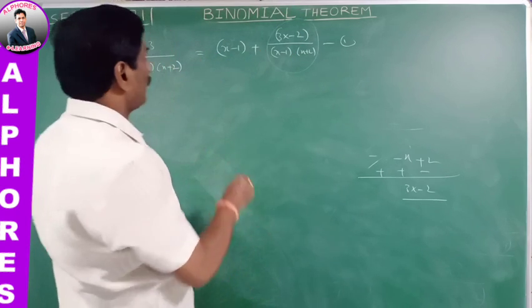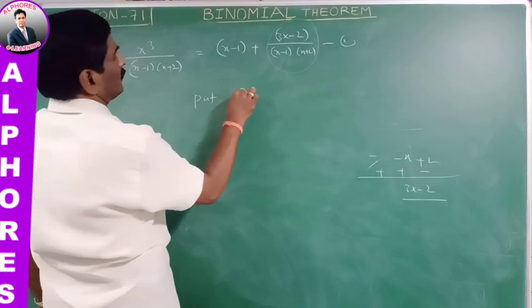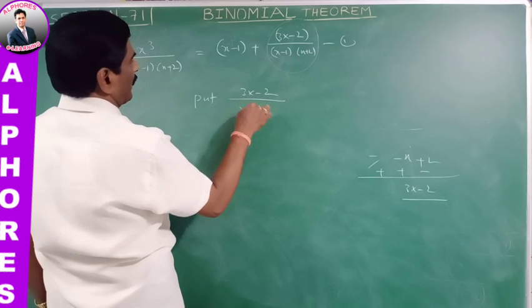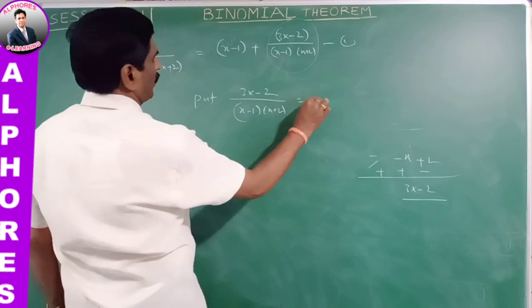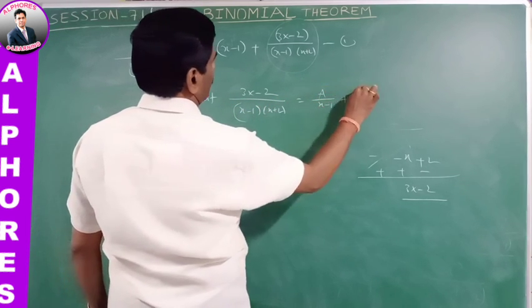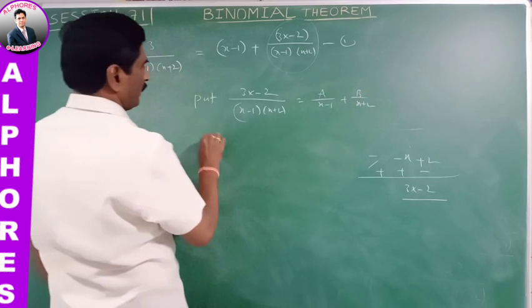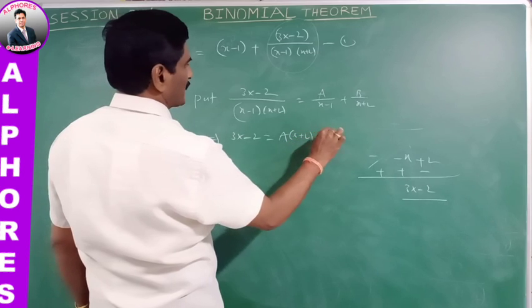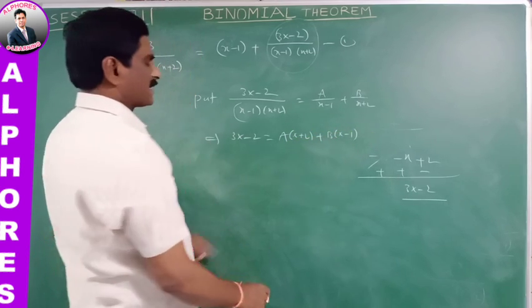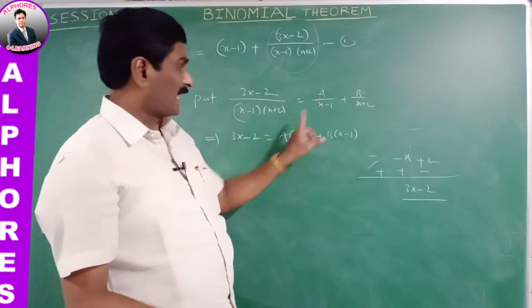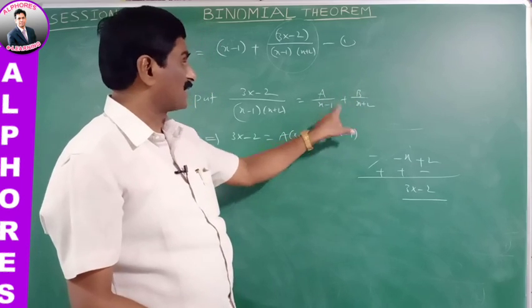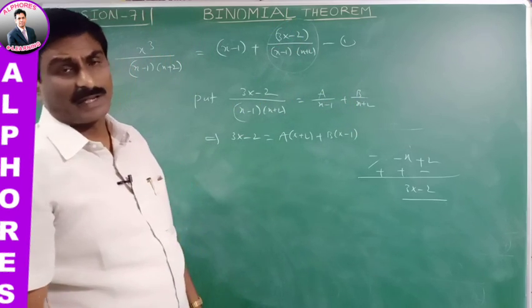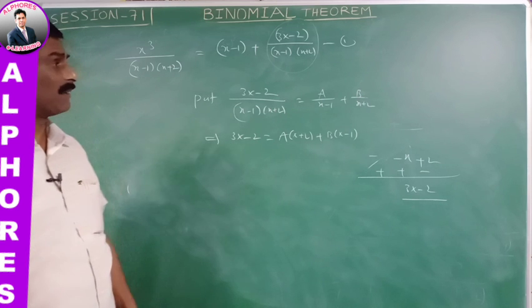Resolve into partial fractions. Put 3x minus 2 by x minus 1 into x plus 2 is equal to a by x minus 1 plus b by x plus 2. Okay, equating numerators, 3x minus 2 is equal to a of x plus 2 plus b of x minus 1. Put x is equal to 1 in this equation, we get a. Put x is equal to minus 2 in this equation, we get b. Substitute these values in this equation, we get the required partial fractions. Please complete this problem.